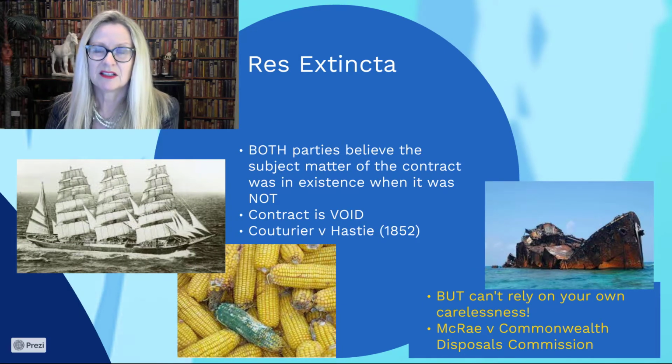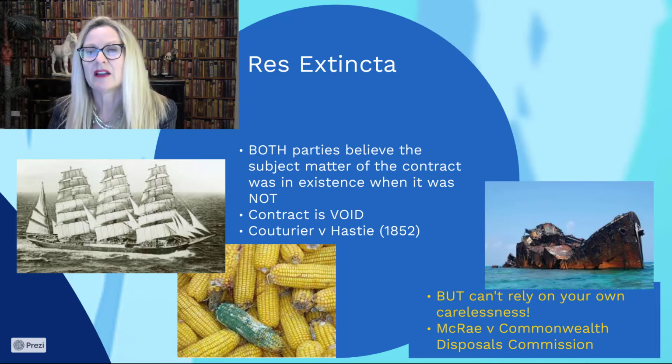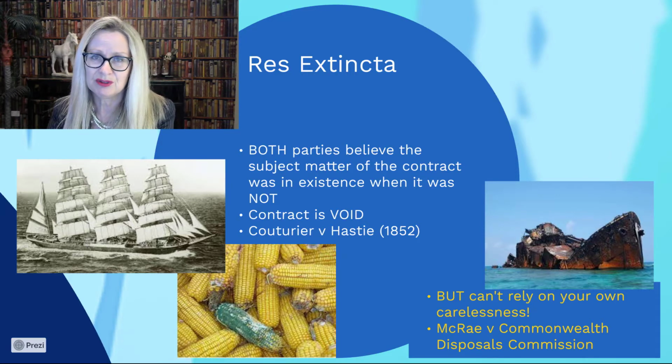And the big case that you need to know for res extincta is Couturier and Hastie. In this case, we had a buyer and seller of a cargo of corn. Both of them believed it to be en route to the UK from Salonika. Unfortunately, it had become very hot and the corn had overheated, and they very quickly offloaded it and sold it in Tunis. And so at the time of contracting, essentially what the buyer was trying to buy had perished. It was res extincta, and there was nothing to be bought. And so therefore the contract was void at common law.